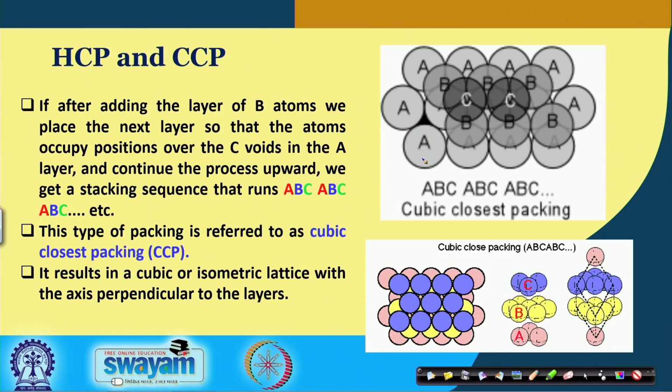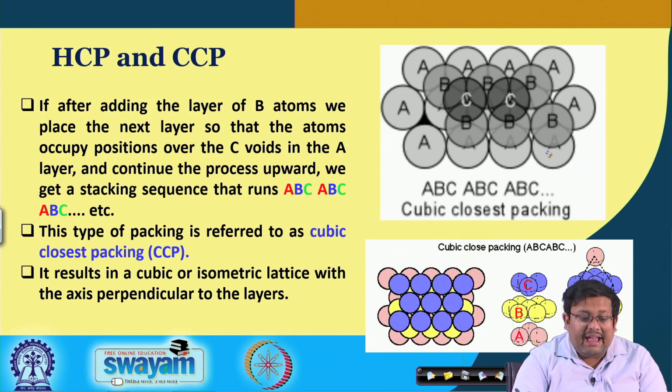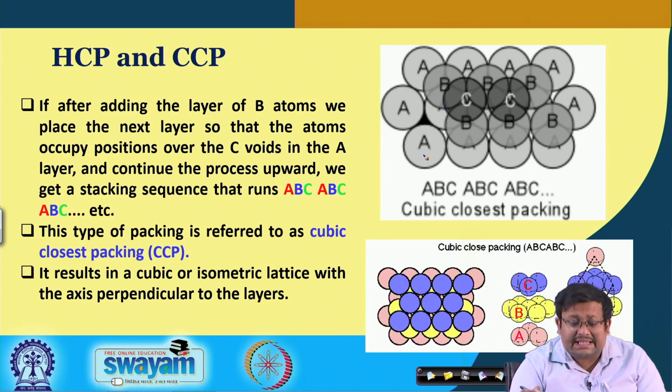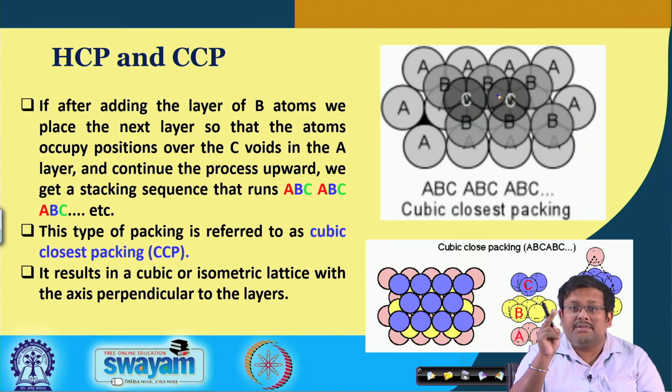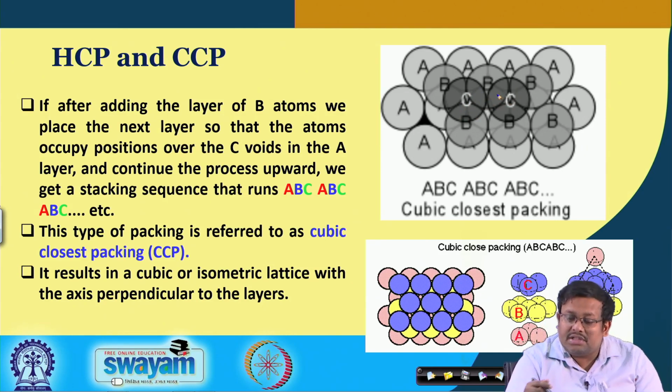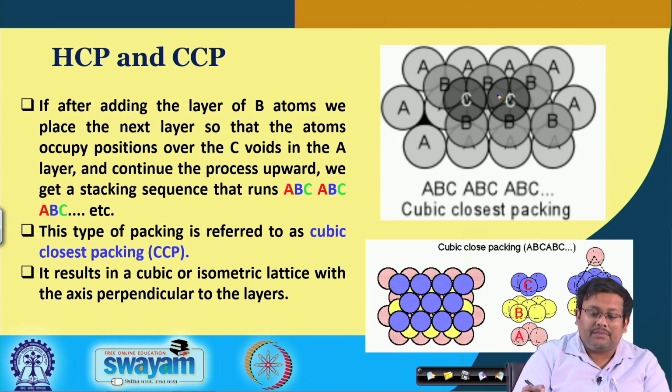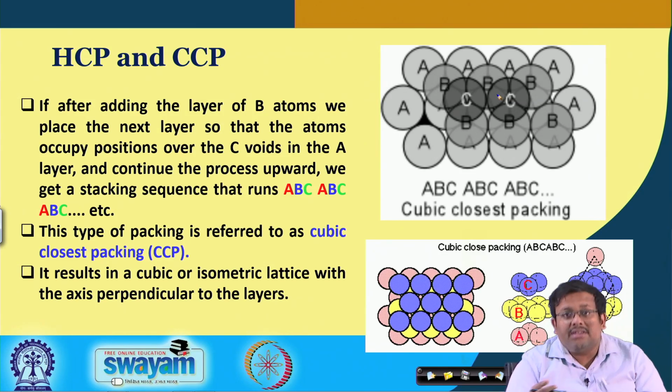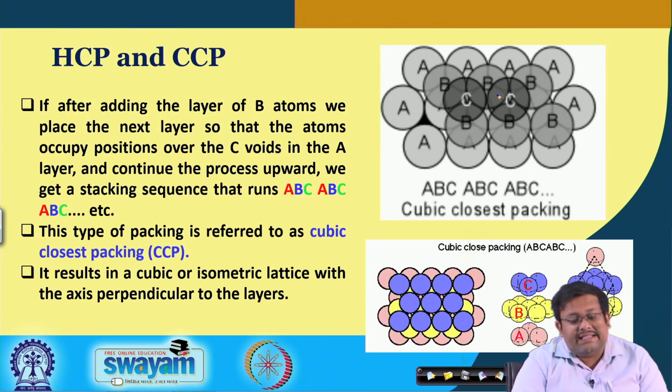First we had these A layers and then we add these B layers on top of the B voids. After adding the layer of B atoms, we place the next layer so that the atoms occupy the position over the C void. There are two types of void, B void and C void. So, the second layer is placed over the B voids and the third layer is placed over the C voids, and continuing the process upwards, we get a stacking sequence that runs ABC, ABC, ABC.